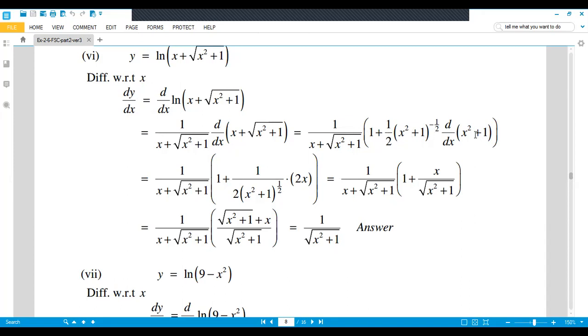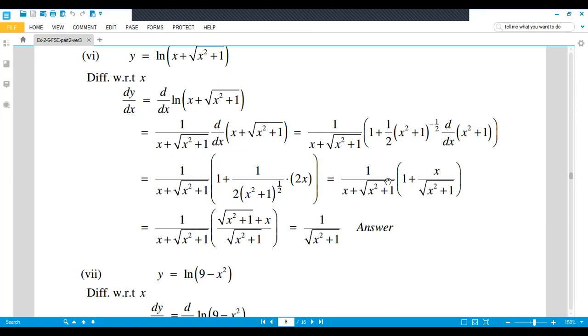And then further derivative of x square plus 1. This one value you copy as it is, and here 1 plus 1 over 2 into, to make it positive we shifted in the denominator, x square plus 1 to the power 1 over 2, and here further derivative of x square is 2x and one derivative is 0, so 2x. This 2 cancels with this 2. The numerator 2 cancels with the denominator 2.